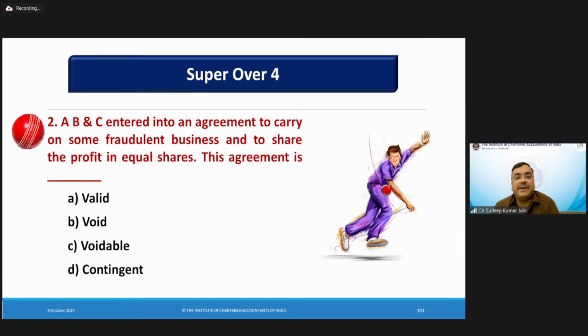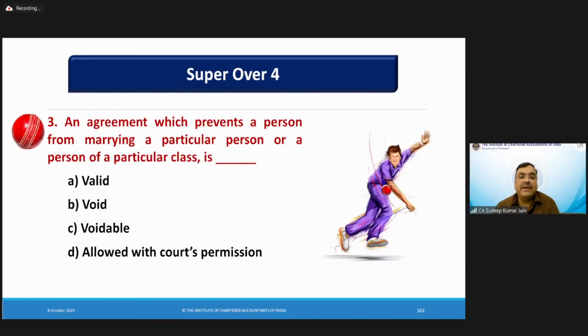A, B, C entered into a contract to carry on some fraudulent business and to share the profit in equal share. This agreement is valid, void, voidable, contingent. An agreement which prevents a person from marrying a particular person or a person of the particular class is valid, void, voidable, allowed with court's permission.